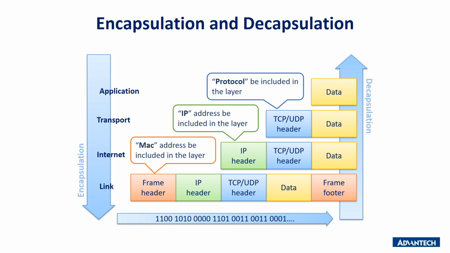The transport layer will add protocol information into the header of the transport layer. The protocol is TCP or UDP. The internet layer will add IP information into the header of the internet layer. The IP includes IPv4 or IPv6.